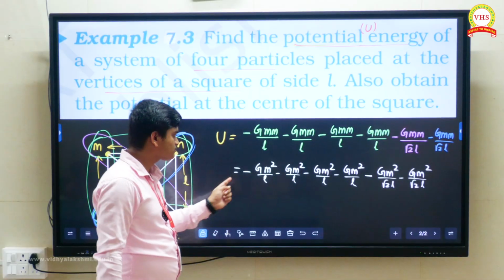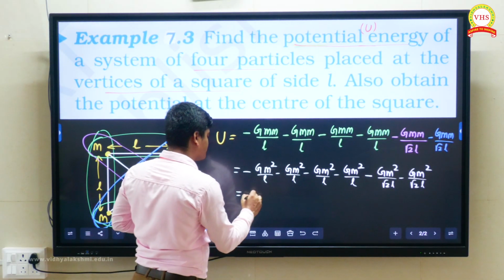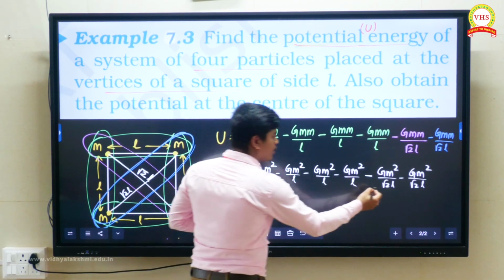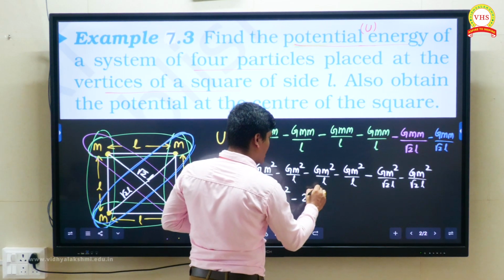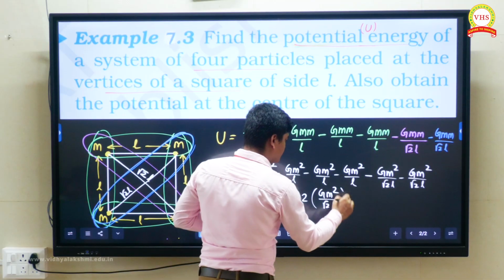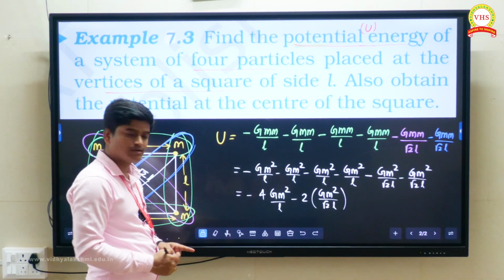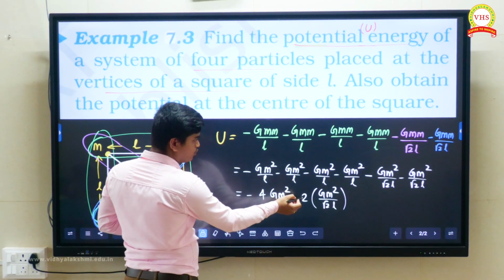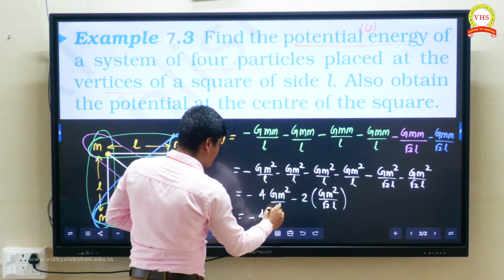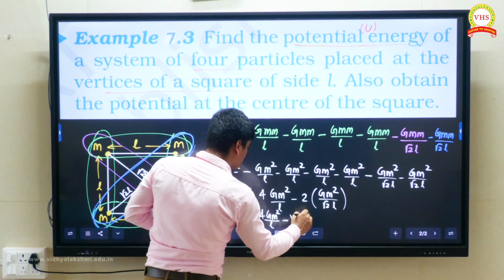Next, here 4 similar terms are there, so you can write 4 times minus G m square by L, and here 2 times, so minus 2 times G m square by root 2 L. Now the 2 and root 2 will cancel, so root 2 will come, so minus 4 G m square by L minus root 2 G.